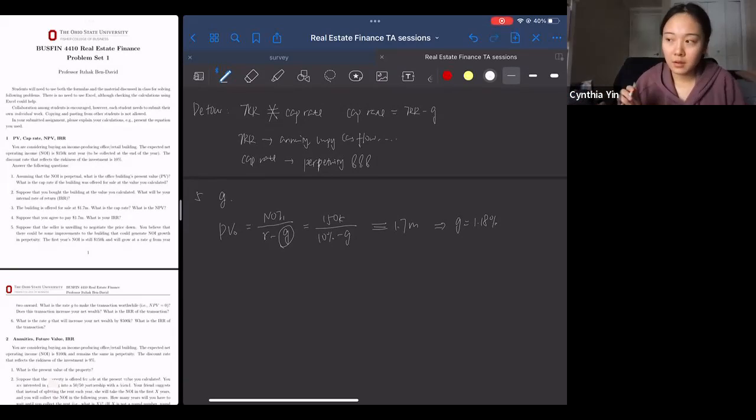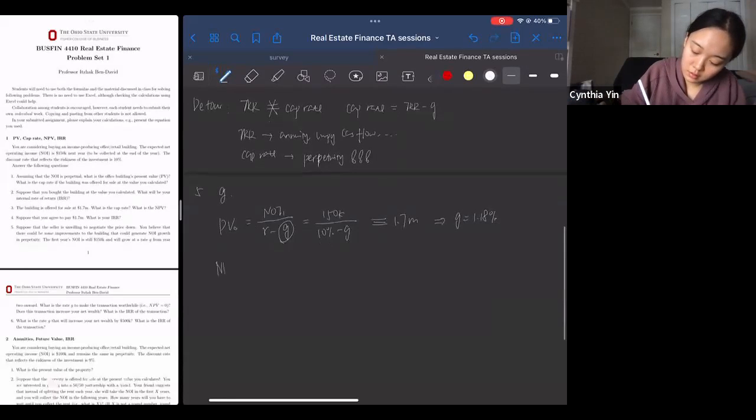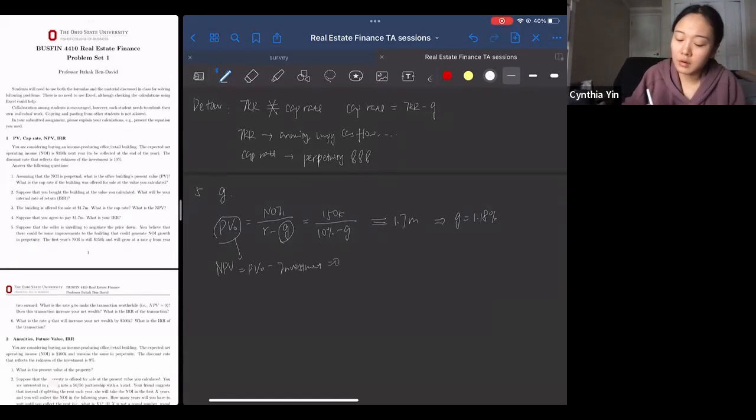And the next question, does the transaction increase your net wealth? It's a little bit tricky because it should not by default. In the previous question, it says how to make the transaction worthwhile. Worthwhile means the NPV, the value of this project minus your investment, is 0. So it already breaks even with your payment, or the value you earn.